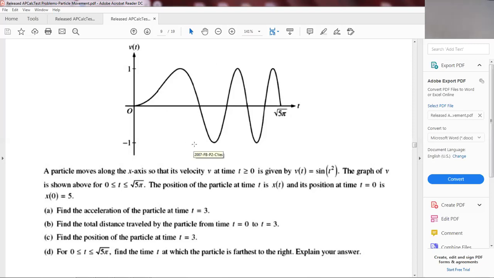Acceleration. Find the acceleration of the particle at time t equals 3. So, what to do? Very simple. You have to take the derivative of sine t squared. Even if you don't have a calculator, you can do this pretty much by hand and then put it in the calculator. But with a calculator, you can do this, correct?